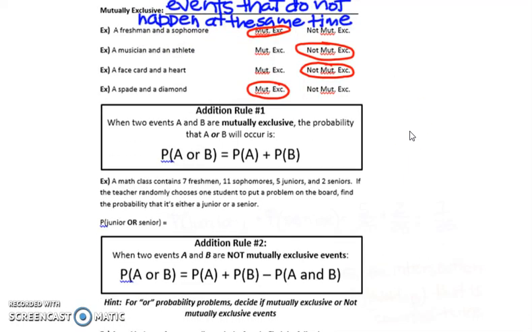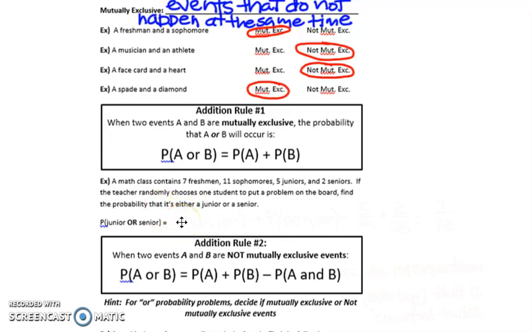So for mutually exclusive, if two events A and B are mutually exclusive, then the probability that A or B will occur, remember this is the union, we can just add their probabilities together. We did do an example in the marbles where we said red or blue. You can't be both a red marble and a blue marble at the same time, so we could just add these probabilities together.